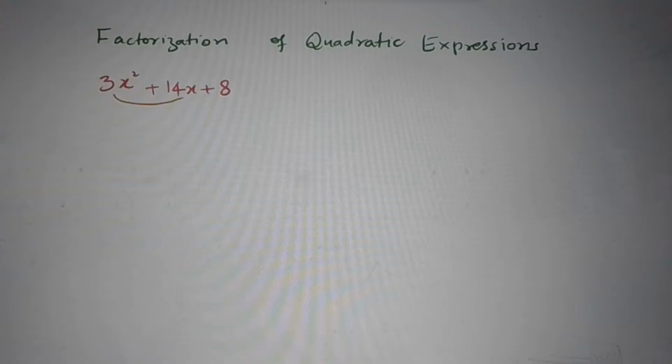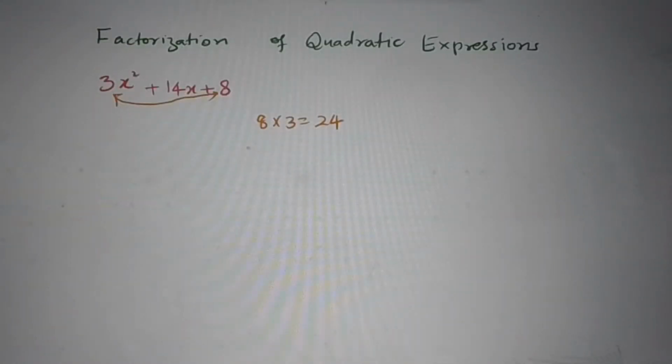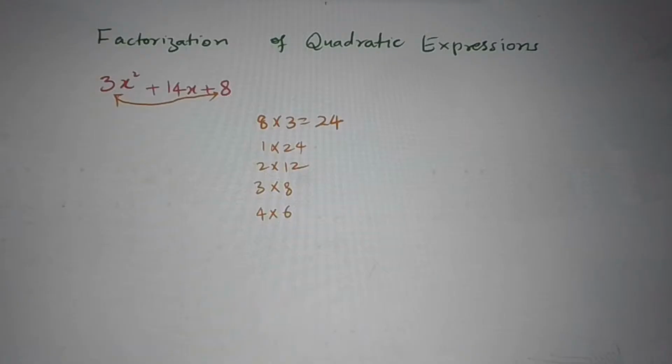Here, we are going to multiply the first and the last term, the x square coefficient and the constant term. We multiply these two, they make 24, right? 8 multiplied by 3 makes 24. So 24 is the number we are going to focus on. 24 has factors: 1 multiplied by 24, 2 multiplied by 12, 3 multiplied by 8, 4 multiplied by 6. So we need that pair of factors which can make 14. After looking at these, 12 and 2 can make 14. It is very much obvious and basic information that 12 and 2 can make 14.